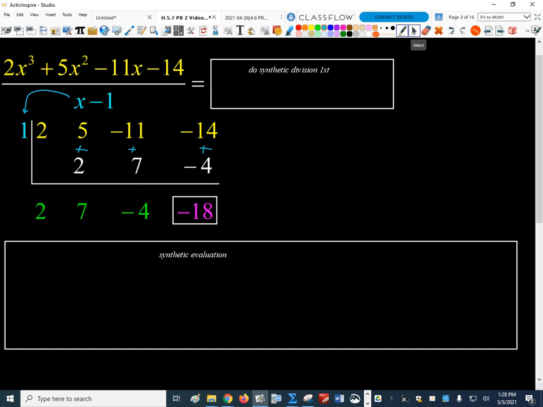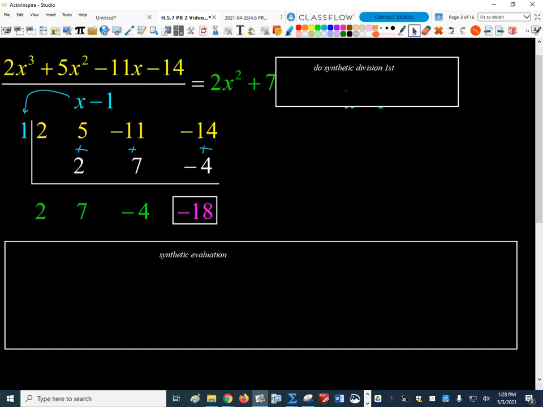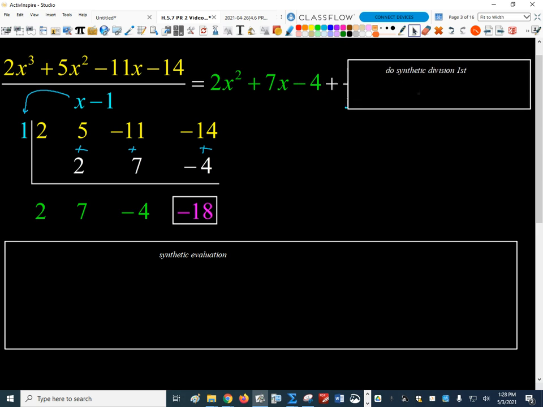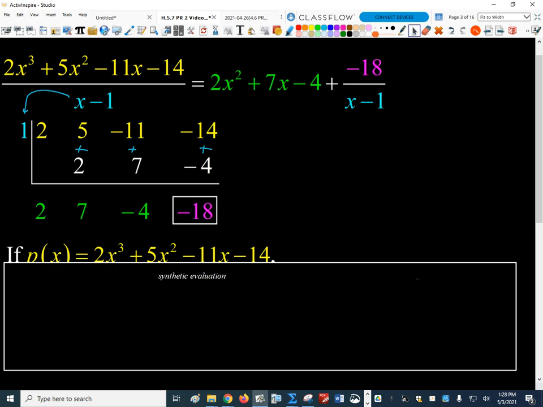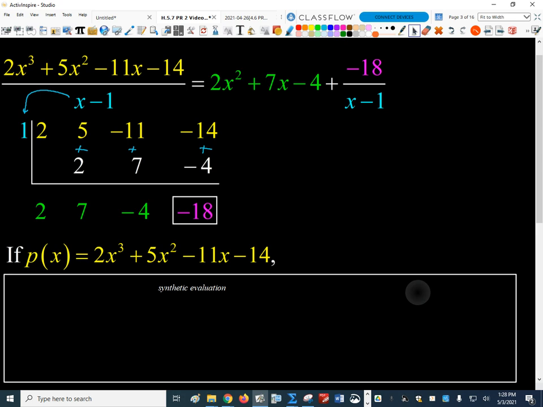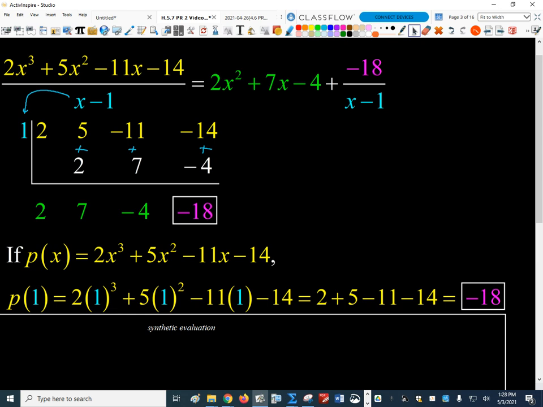So then doesn't that tell us that our result is going to be, this is going to be the constant. This is the remainder, right? So that's the constant, coefficient of x, coefficient of x squared, etc., if there were more numbers. So it looks like we top out at x squared. So we get 2x squared plus 7x minus 4 plus negative 18 divided by x minus 1. That's what remains over our denominator. Okay, there's our simplified version. All right, so what if we evaluate this function at 1? Well, that's pretty easy to evaluate at 1, isn't it? If I evaluate this thing at 1, I just get 2 plus 5 minus 11 minus 14 is negative 18.